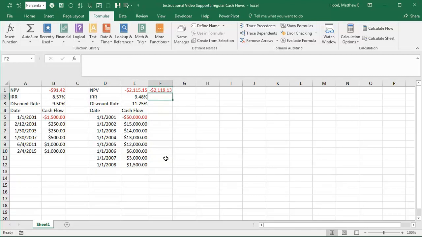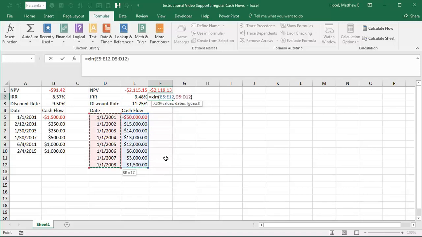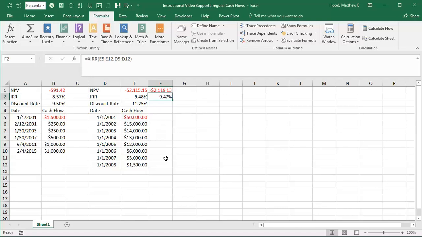The IRR, same problem. Or same feature, right? If that's what you're looking for. Cash flows, dates, and so the difference is enough to cause this IRR to be slightly smaller.